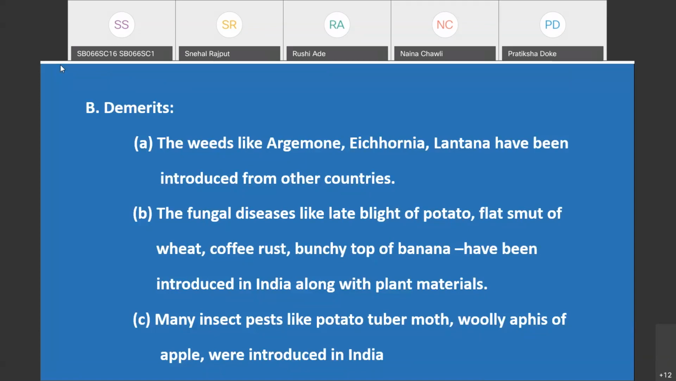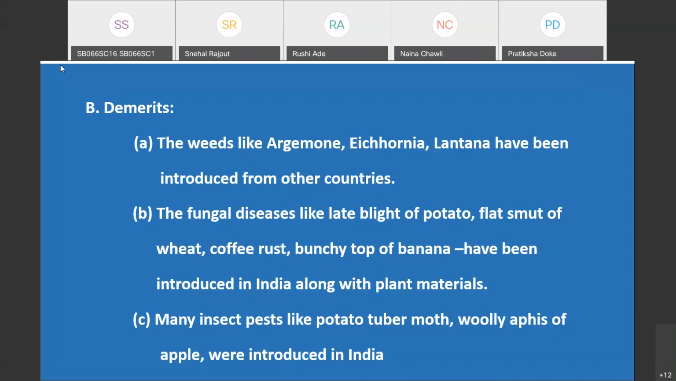These disadvantages, the introduction of different types of diseases, insects and pests, happened in the past. For example, weeds like Argemone mexicana, which we call पिवळी विलायती, then Eichhornia, water hyacinth, then Lantana camara, which has many small multi-coloured flowers. You see them in many places. These weeds have been introduced from other countries.